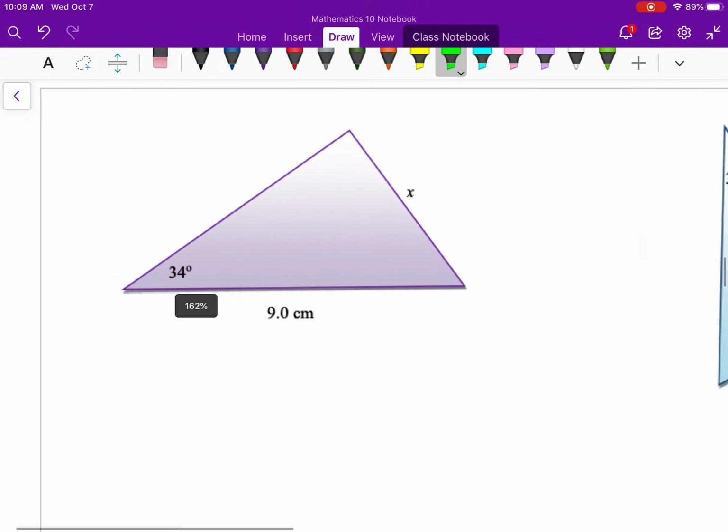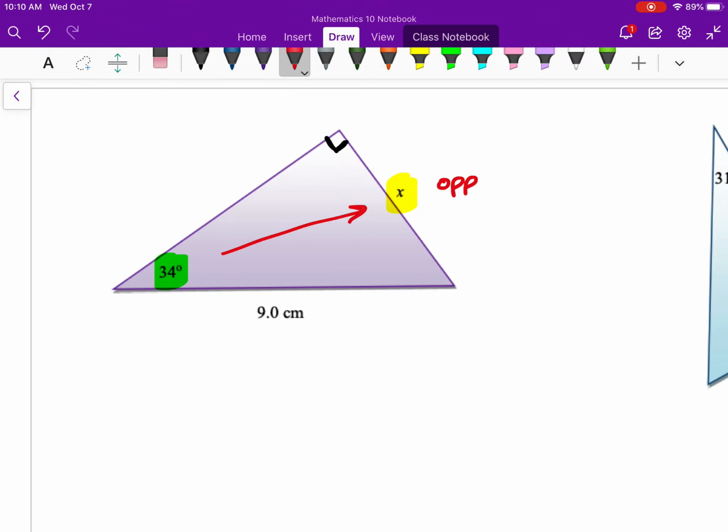Let's look at this one. Okay, I should have the right angle drawn up here, so I'll draw that up there. And so I'm trying to figure out x. From x, I have this angle, 34 degrees. Well, x is opposite to the 34 degree angle. I can just see that. 9 centimeters here, it looks like it's adjacent to 34, and in some ways it is adjacent to 34, but more importantly, it's the hypotenuse. So 9 centimeters is the hypotenuse of this triangle.